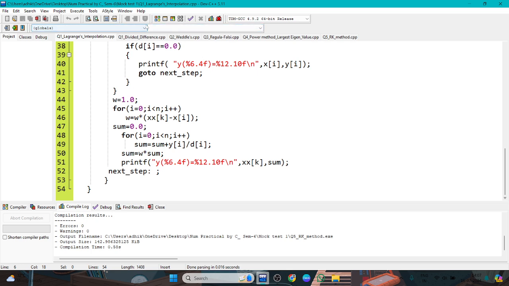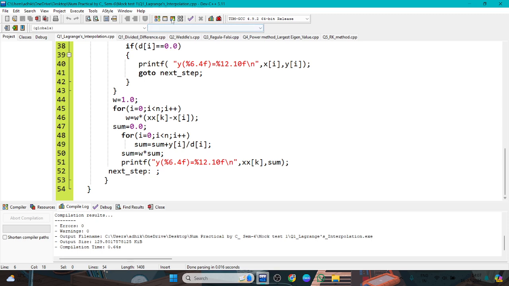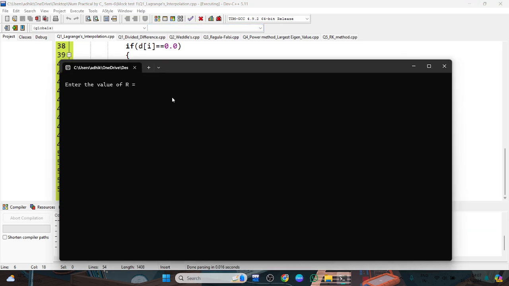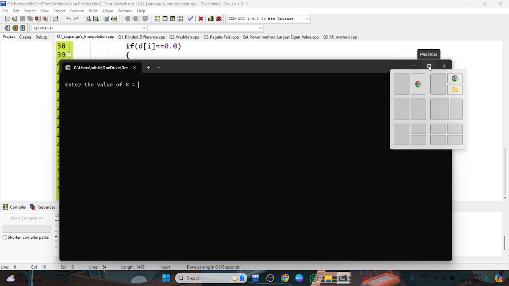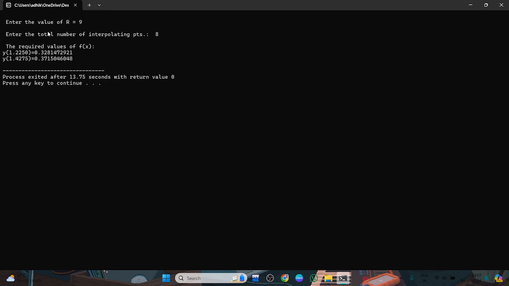So we compile, no errors, and run this program. Here, enter the value of r, say 9. Enter the total number of interpolating points, here 8. So the required values of f(x) are: y at 1.2250 equal to 0.3281472921, and y at 1.4275 equal to 0.3715046048.